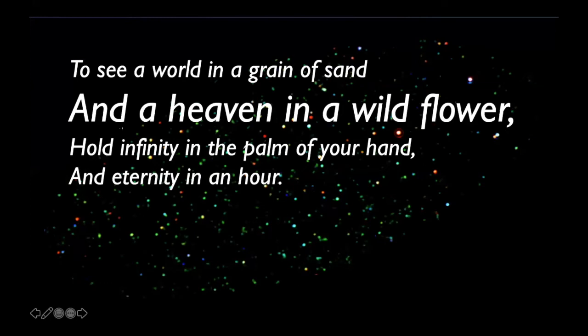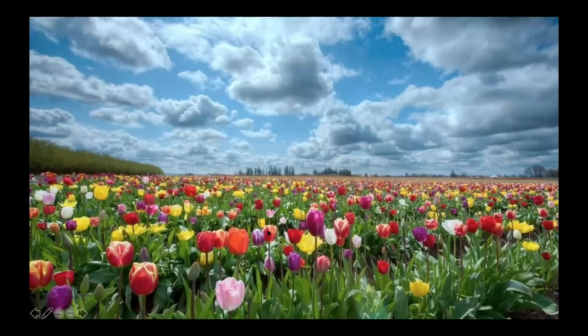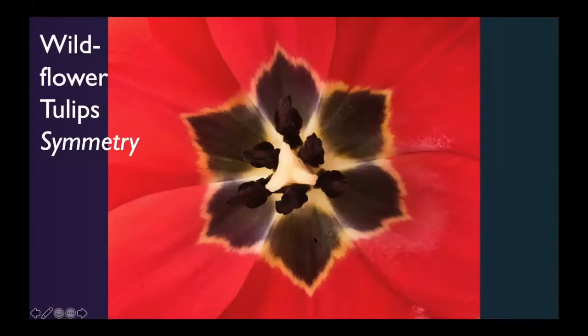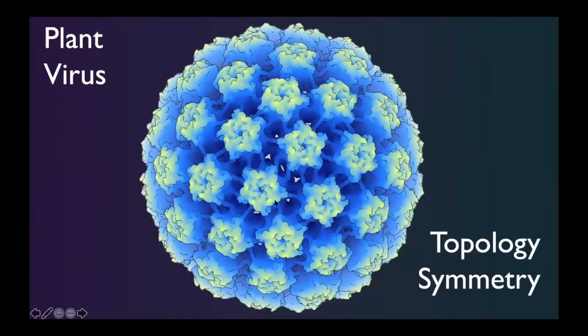And then in the next line, he mentioned heaven in a wildflower. You can see the beautiful flower, but we can also see there is symmetry in the flower. If you look carefully, you will see symmetry. Inside of a plant, there are also plant viruses. You are worrying about coronavirus right now, but there's a plant virus you are eating all the time. The plant virus is not harmful, and it is also beautiful. It has a topology symmetry.